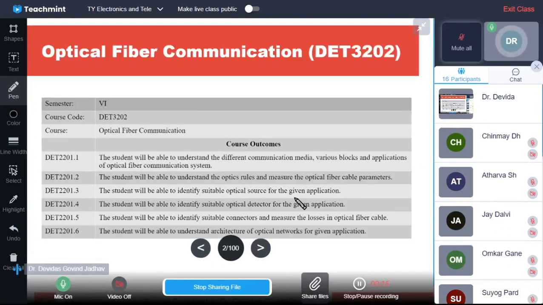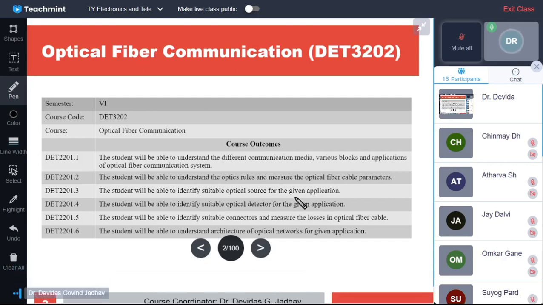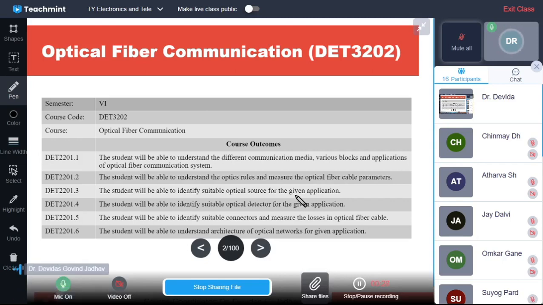Course outcomes. The students will be able to understand the different communication media, various blocks and applications of optical fiber communication system. Students will be able to understand the optics rules and measure the optical fiber cable parameters. Students will be able to identify suitable optical source for a given application.